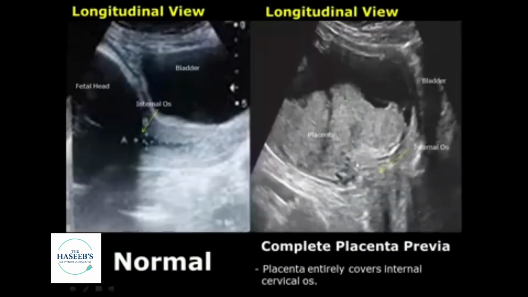In complete placenta previa, the placenta will completely overlie the internal os. Here you can see the placenta is overlying the internal os.